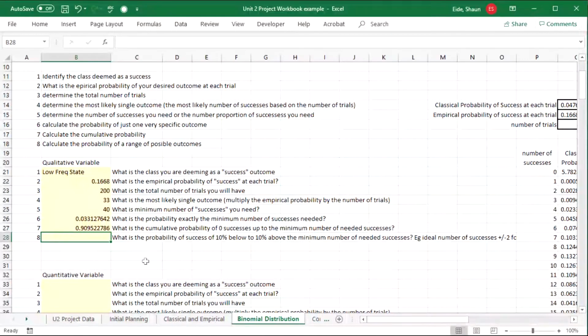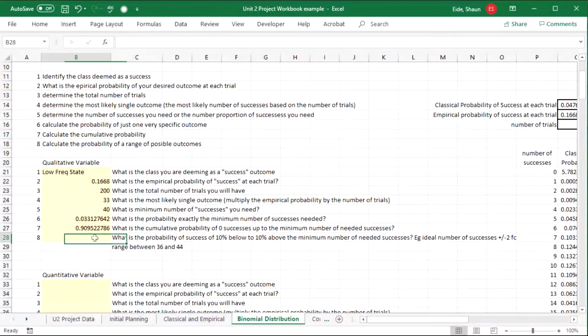Now the question is what is the probability of success of 10% below or 10% above the minimum number of needed success? Okay, so in order to do this, 10% below or 10% above. Let's see here. The minimum number needed of successes is 40. Okay, so what's 10% of 40? That's going to be 4. So what we're talking about is a range between 36 and 44, because 10% below is 36, 10% above is 44.